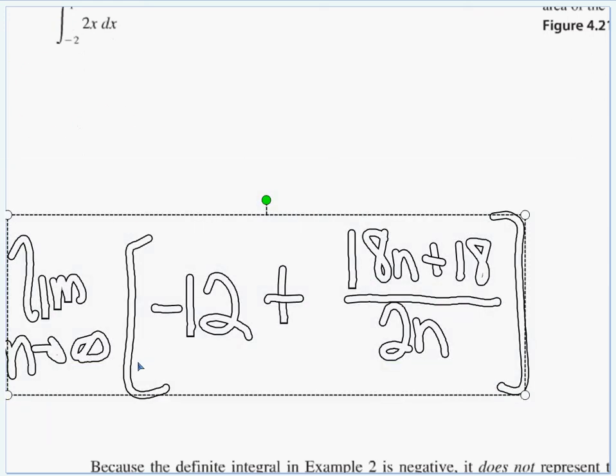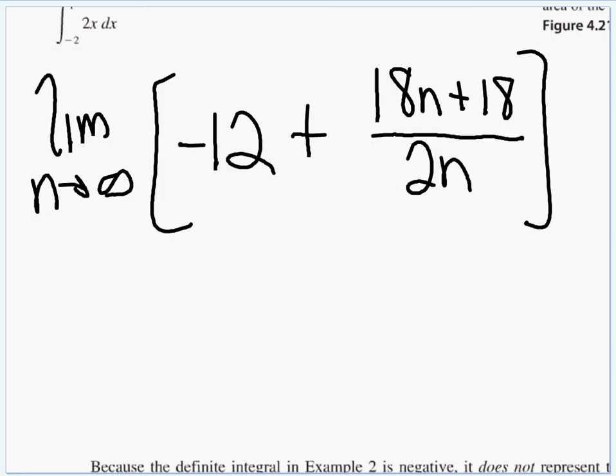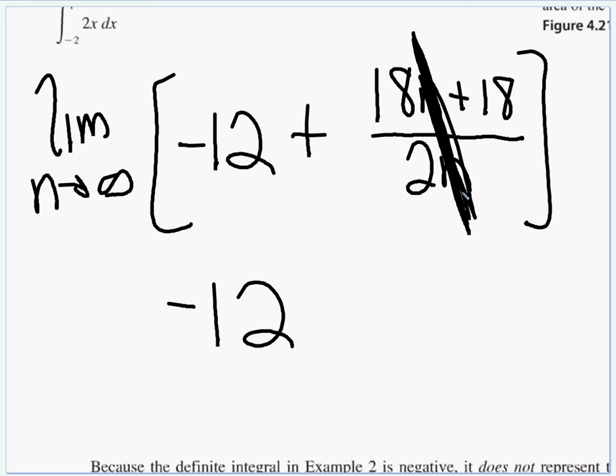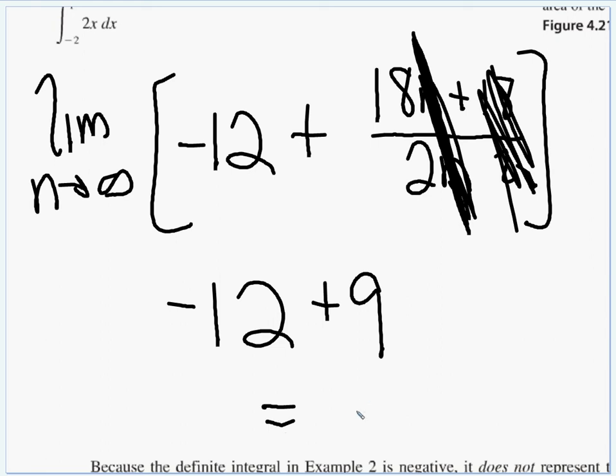Let's look at that power struggle between the numerator and the denominator. When we let n go to infinity, that -12, nothing's going to happen to it. And also here, these n's are going to cancel, and we've got 18 divided by 2, that's plus 9. This 18 is going to go away because, if we broke that into separate fractions, that would be 18 over 2n, so that is headed for 0. -12 plus 9 is equal to -3.